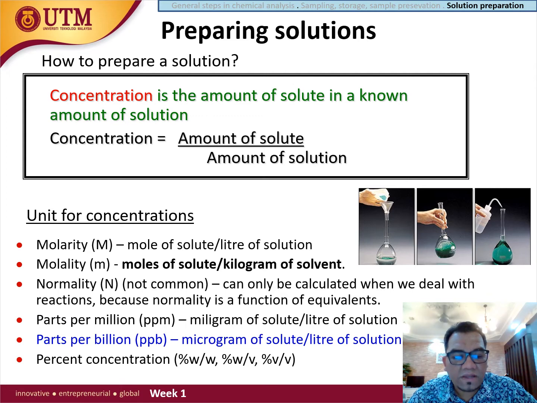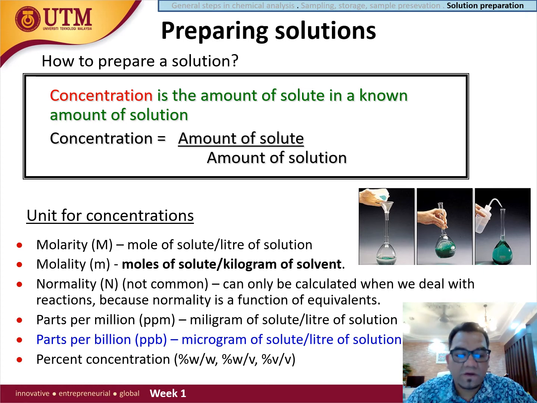Alright, the third one we have is normality. Okay, this is not common. We are not using normality often. It is a unit that can only be calculated when we deal with a reaction because normality is a function of equivalence, right? And next one we have parts per million, ppm. What is parts per million? It is milligram of solute divided by a liter of solution. And then we have also a common one, parts per billion, ppb. It is a microgram of solute divided by a liter of solution.